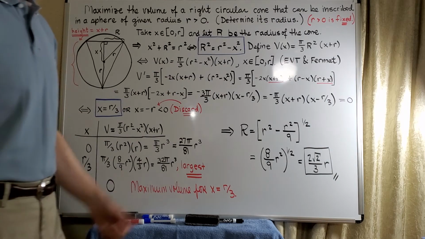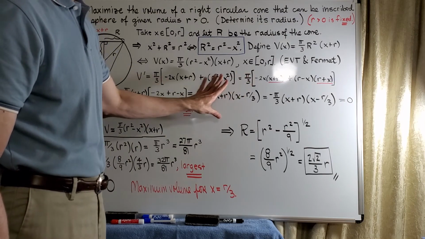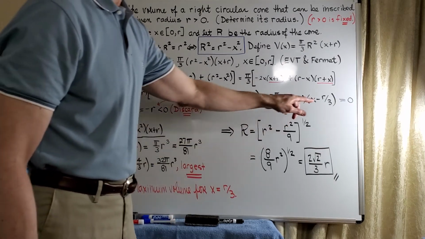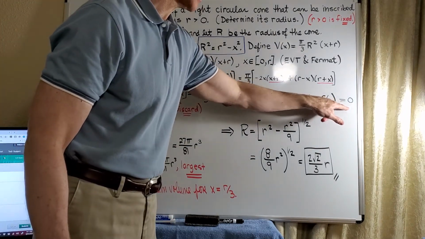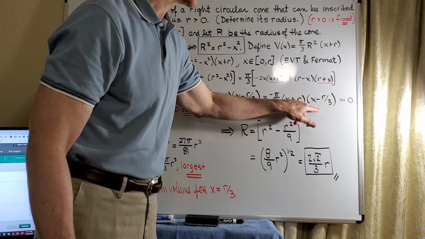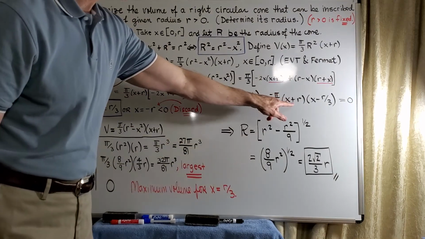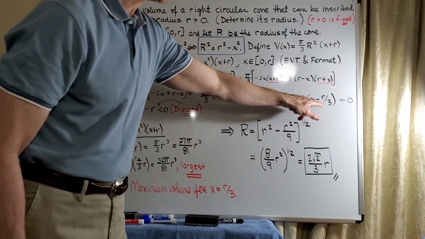And so now, if you like, what we can see here is we've got a nice factored form. We can use the zero product law. So this is always defined, but it can be zero. So again, we look for the definition of critical number. So we set this to 0. So what we see is that x could be the additive inverse of r, or x could be r over 3.